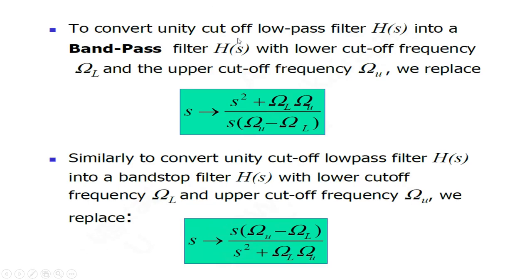Now, to convert a unity cutoff frequency low pass filter, that means a normalized low pass filter prototype is given. H(s) is given for a normalized low pass filter prototype. And we want to convert this low pass filter into a band pass filter with lower cutoff frequency as omega L and the upper cutoff frequency as omega U. Now, the transformation for this type of filter design is we will replace s with (s square plus omega L omega U) divided by s into (omega U minus omega L). We need to replace every s in the transfer function H(s) by this transformation.